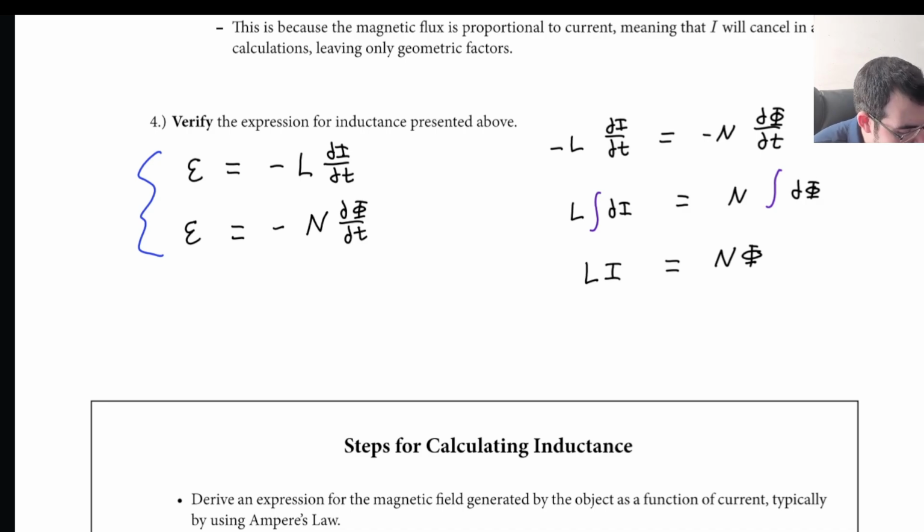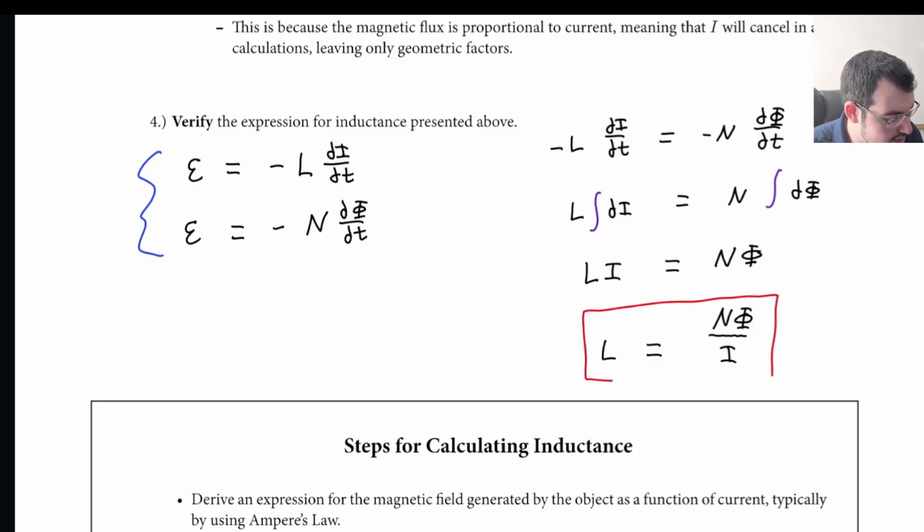But of course, we wanted to solve for L. So L is defined as N phi divided by I. This should qualitatively make sense as a formula for inductance, because if your coil is really good at trapping flux for a certain current, it must be good at resisting changes.